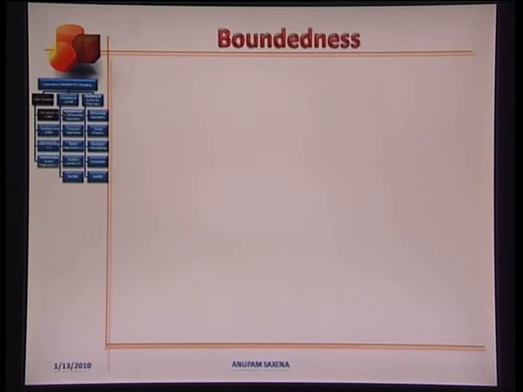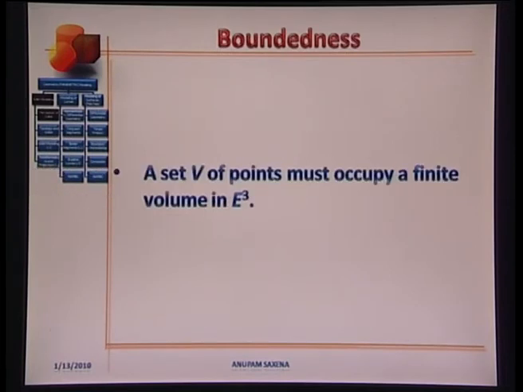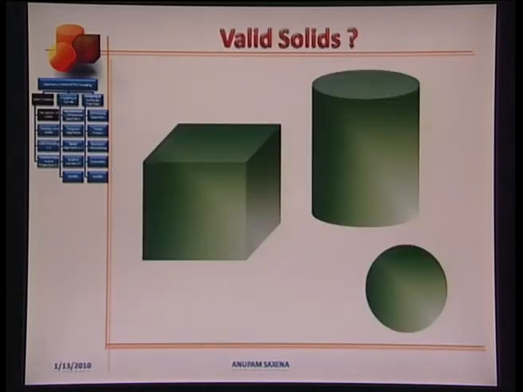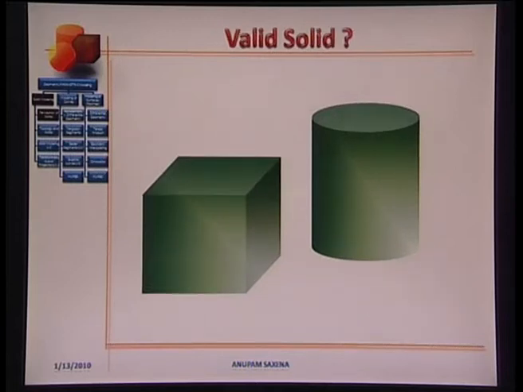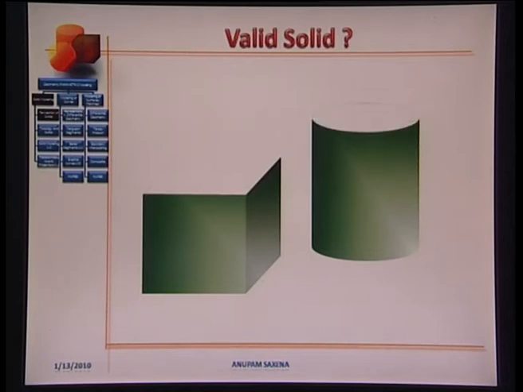Boundedness. A set V of points must occupy a finite volume in the Euclidean space. This slide shows three solids. Are they all valid? Yes, as they occupy a finite volume in space. Let us now take away the top face of the block and the top face of the cylinder. Are these now valid solids? No, because the respective volumes are not bounded anymore.